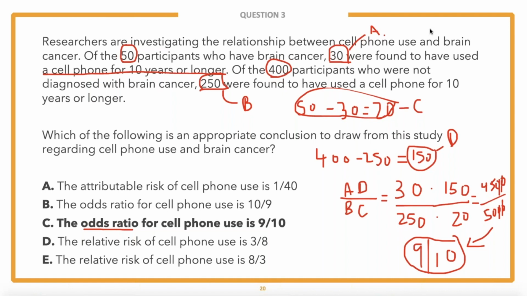And A is attributable risk. Attributable risk is very similar to relative risk, except we're going to be dealing with subtraction. If you look through your First Aid chapters, you can see the formulas and really understand when to use them and how to apply that. But in this situation, it's a case control study, so we have to remember it's odds ratio.